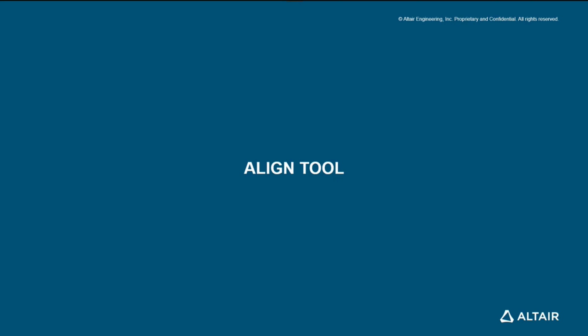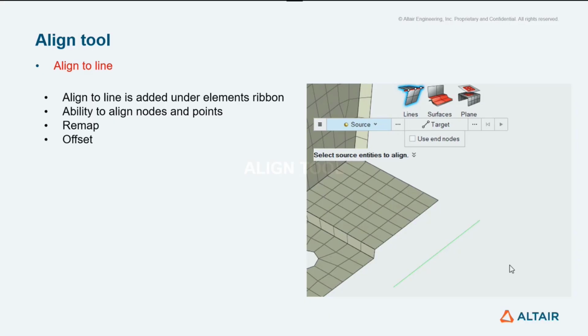Whatever earlier you used to do with F7 and Shift F7 and the project panel, all of that can be done with this new context. The first one in the context is align to line, and then you can do a remap on top of that, and you can also do an offset on top of that. It also covers all the remap capabilities, plus the ability to align between nodes and reference nodes.